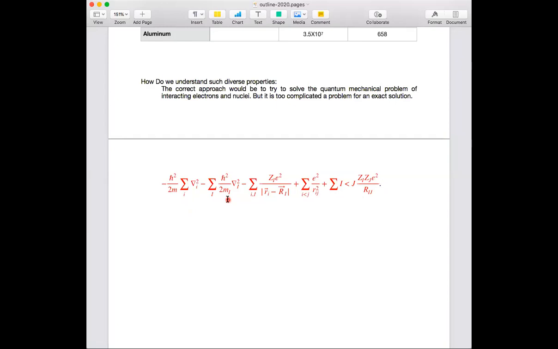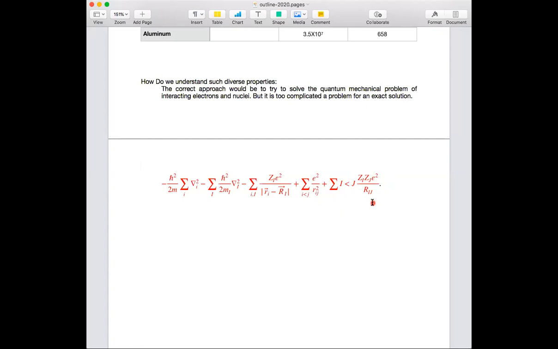So that's the kinetic energy of the nuclei. This third term is the interaction energy between the electrons and the nuclei, the attractive Coulomb interaction. This term is the electron-electron repulsion. This is the ion-ion repulsion. So we know that. We can write it down.